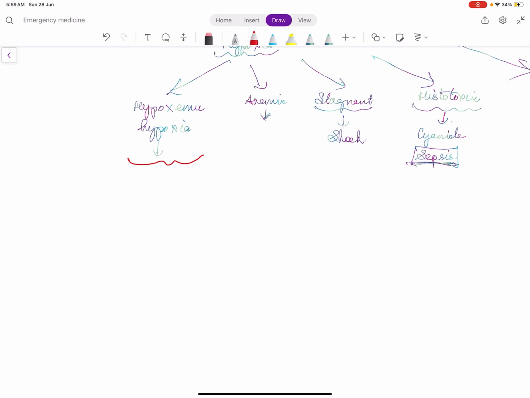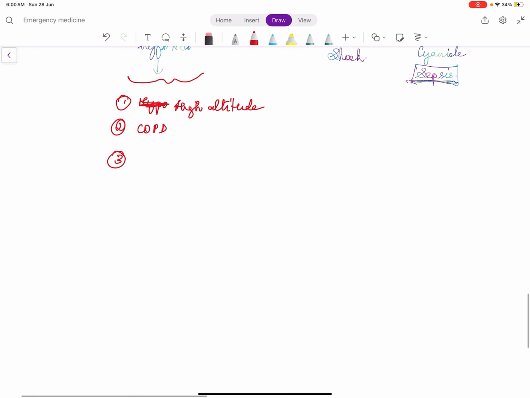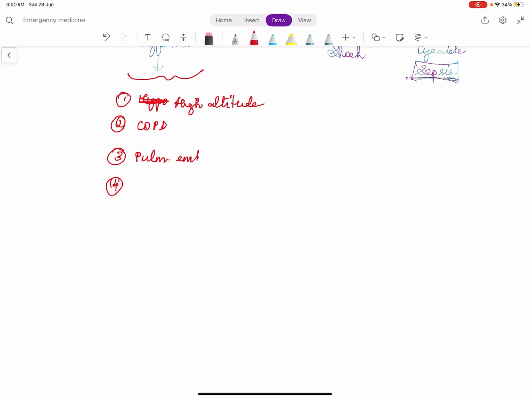This hypoxemic hypoxia can occur due to 4 reasons. One is due to low inspired oxygen as in high altitude. Second is airway diseases like COPD. Third is ventilation perfusion mismatch. Ventilation is normal, but because of a block in the pulmonary arterial system, no blood comes through the pulmonary capillary, hence it is not perfused.